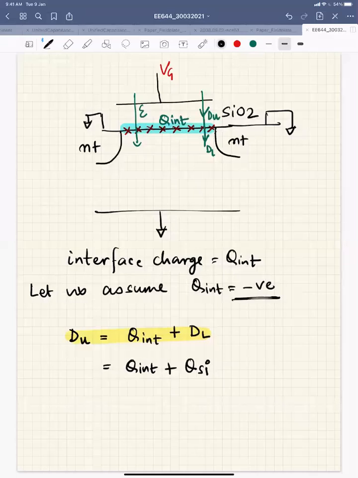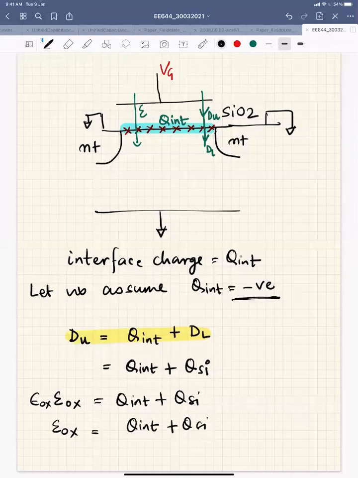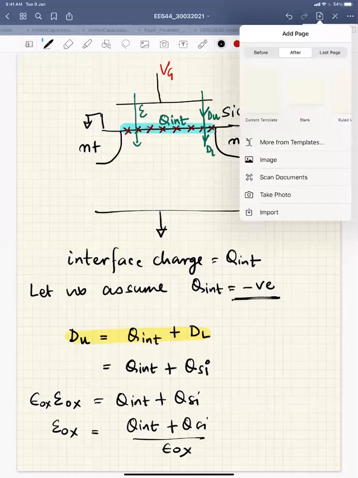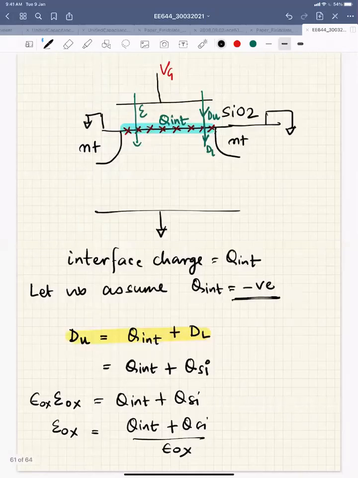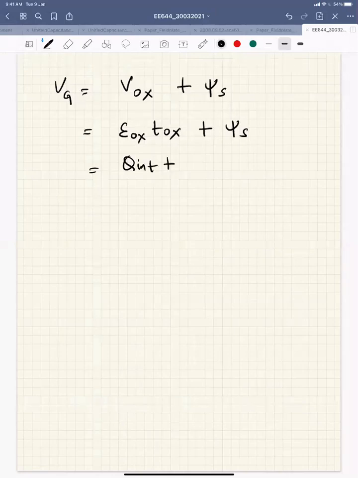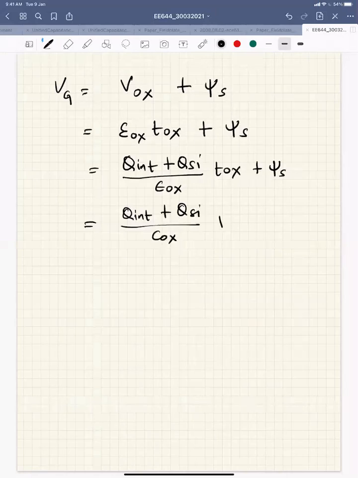Now du is epsilon ox times electric field, so the electric field in the oxide is q interface plus q silicon divided by epsilon ox. If I go back to my KVL equation, Vg equal to Vox plus psi s, and Vox is Eox times Tox, this becomes q interface plus q silicon divided by Cox, plus psi s.